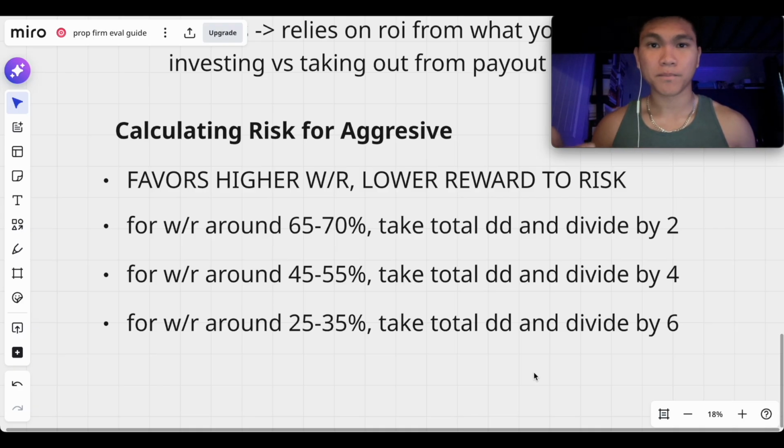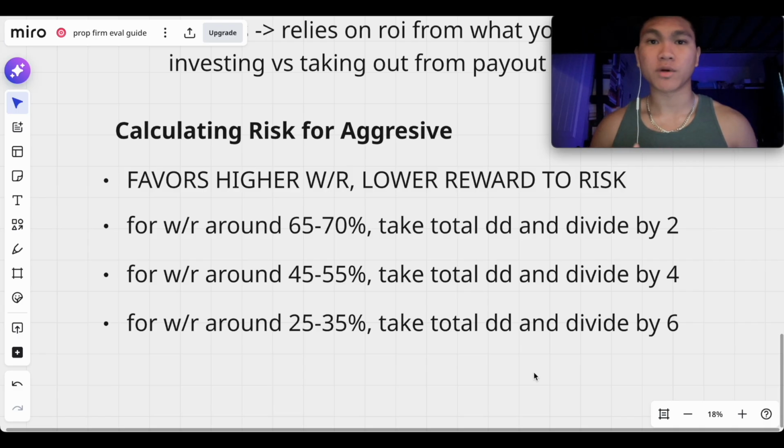So even if you don't have the best reward to risk ratio, in a random bunch of 10 trades, you are most likely going to pass the account and also be able to take out a payout. So if you have a win rate around 65 to 70%, I recommend taking your total drawdown. In this case, if you have a 50K evaluation and the drawdown is $2,000, take the drawdown and divide it by 2. Therefore, you'll now be risking $1,000 per trade.